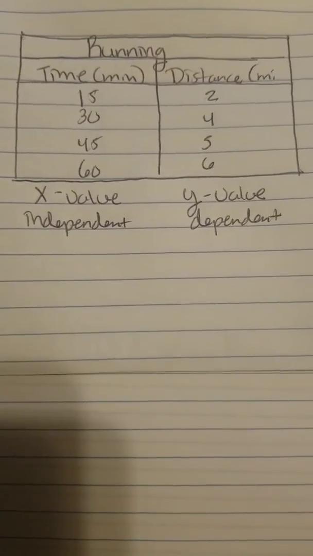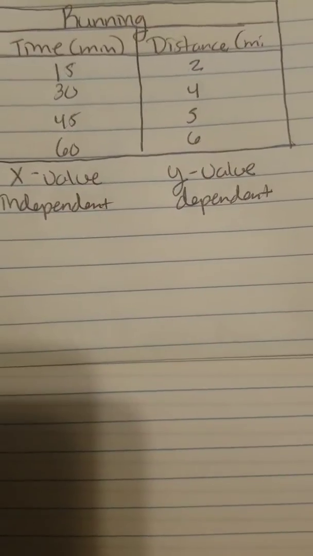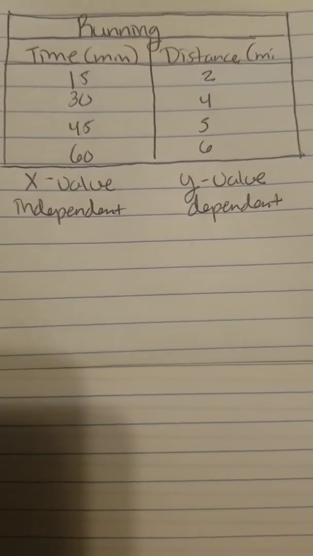Determine whether the relationship between the two quantities in the table is linear. If so, determine the constant rate of change. If not, explain our reasoning.